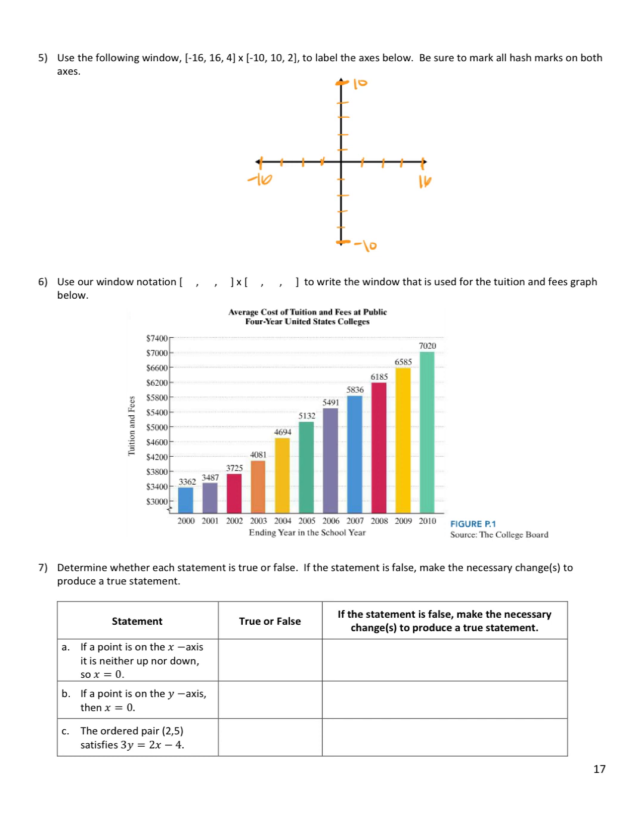Okay, now we want to use our window notation to write the window that we would use if we were going to graph this. Okay, so x, we can start in 2000. So we can let 0 be the year 2000. Let's do that.